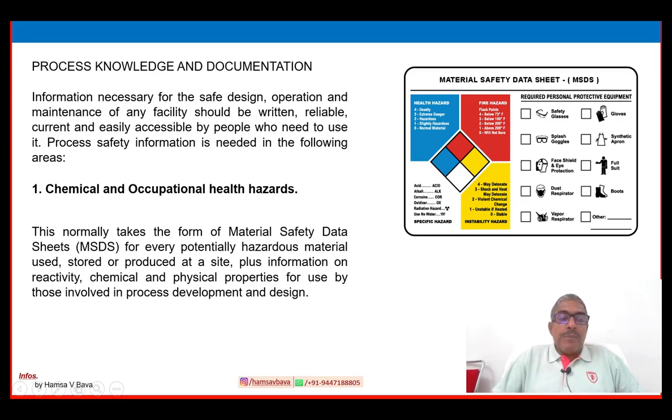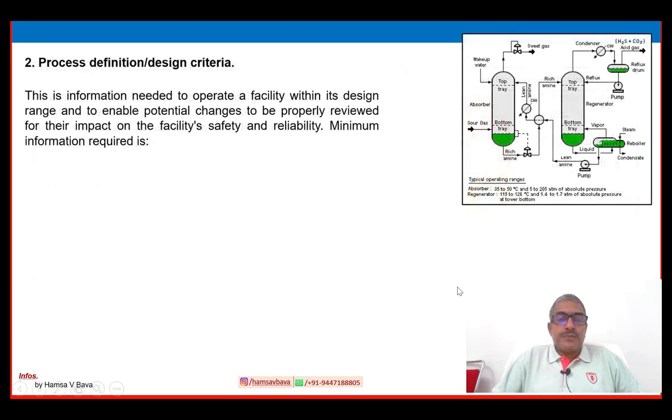So chemical and occupational health hazard. Number two, process definition and design criteria. This is also documentation or knowledge and information required. This is the information needed to operate a facility within its design range and to enable potential changes to be properly reviewed for their impact on the facility's safety and reliability.